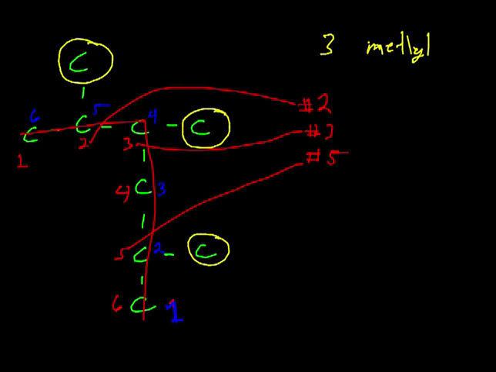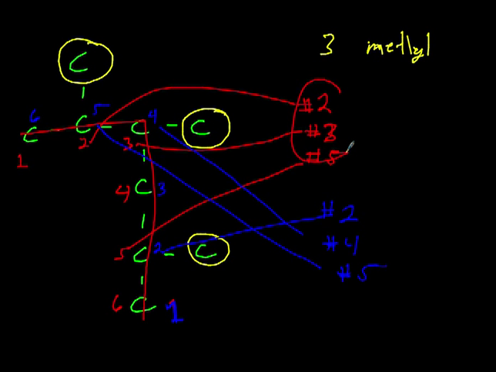If we number on the blue scheme, then we have a methyl on carbon number 2, right here. We also have a methyl on carbon number 4, and we have a methyl on carbon number 5. And so how do we do it? Well, here's how we do it. In the case of the red, we have 2, 3, 5. In the case of the blue, we have 2, 4, 5. We want to use the lowest numbers. So 2, 3, and 5 is lower than 2, 4, and 5. And so we're going to number with the red numbers.